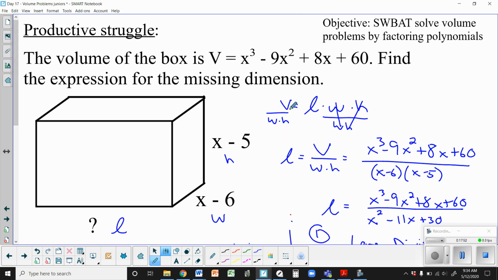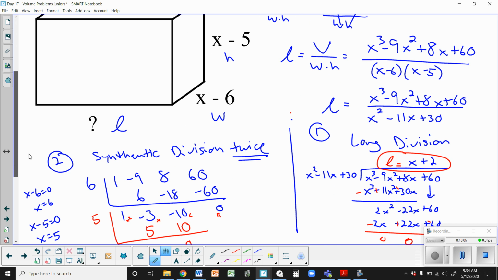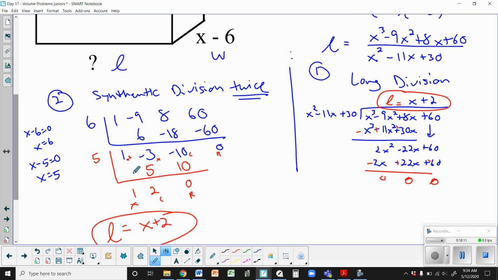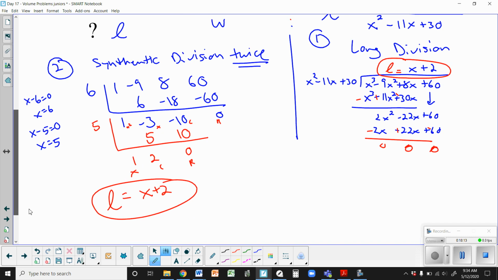So we first saw that volume equals length times width times height. We solved for the length by dividing the volume by width times height, and then we just wrote it out like this. And we could either multiply those together and then do long division, or we could do synthetic division twice. And notice that we can just do it right on top of itself. All right, so let's look at this next one.